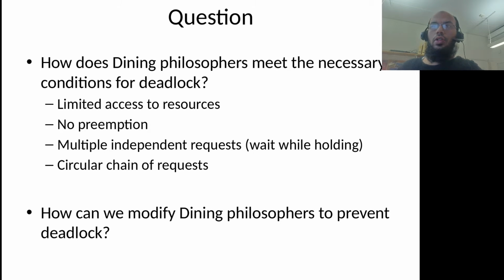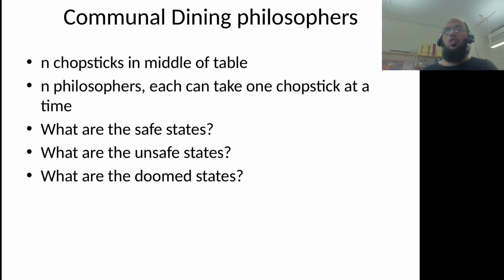So there are multiple ways to break that deadlock, as we say. There's the communal dining philosophers problem, where you basically have n chopsticks in the middle of the table, and n philosophers who can each take one chopstick at a time. And then you can have, for example, a rule that says I pick a chopstick as long as it is not the last one in the middle.